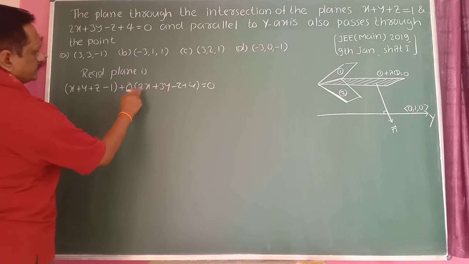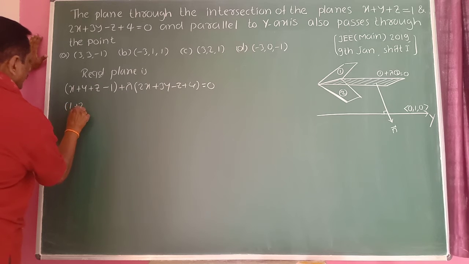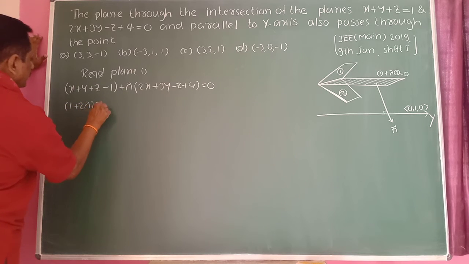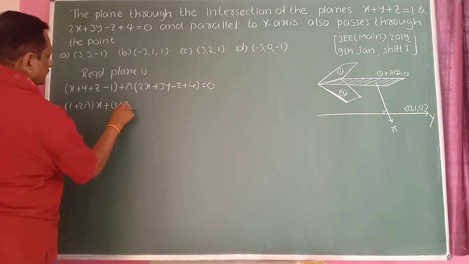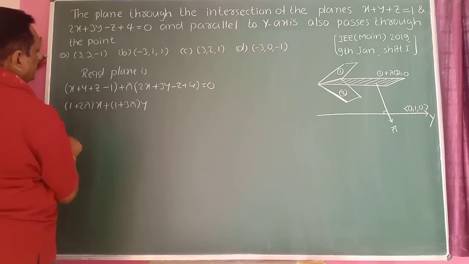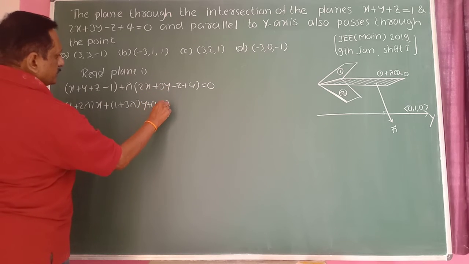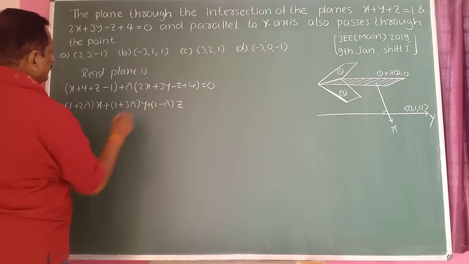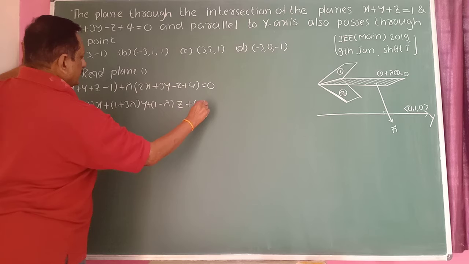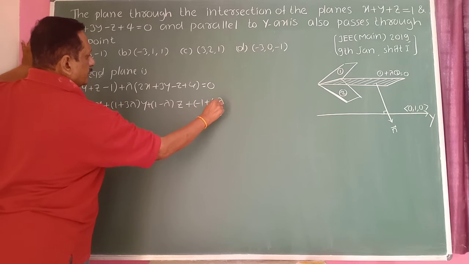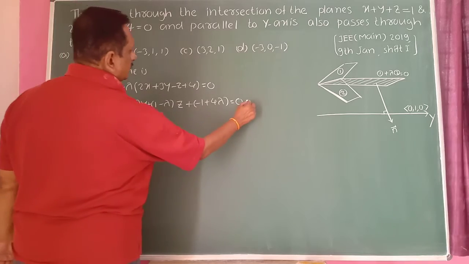Take this lambda inside the bracket here. So 1 plus 2 lambda into x plus 1 plus 3 lambda into y and 1 minus lambda into z, minus 1 plus lambda into 4. So minus 1 plus 4 lambda, that is equal to 0. Take this one as equation number 1.